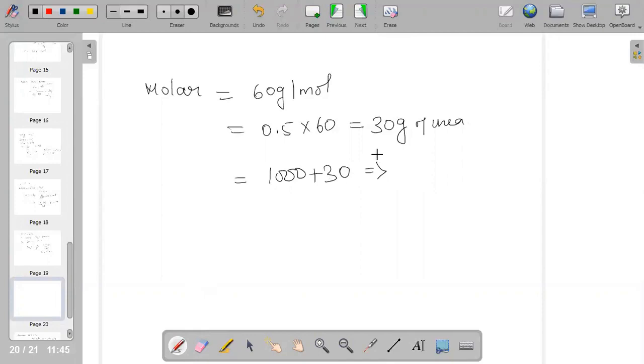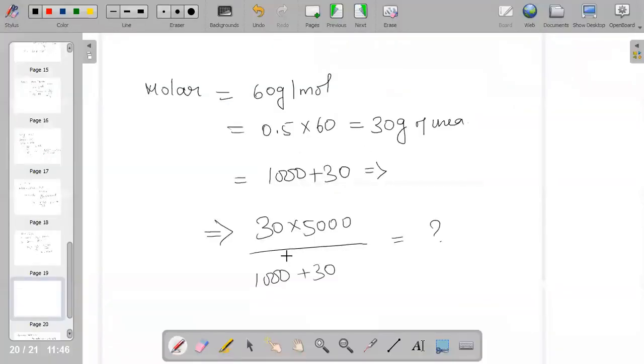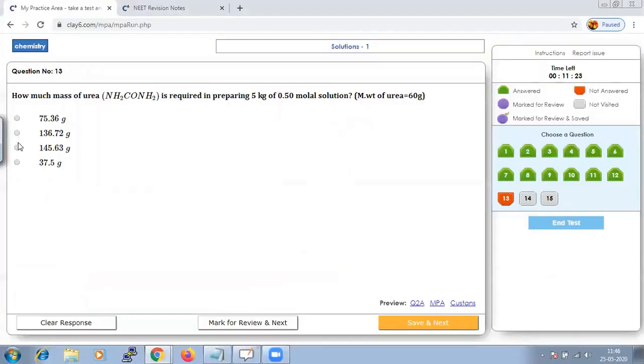And 5000 grams for which one? For the solution. Hence if I want to calculate the required fraction, we can say that it is 30 into 5000 divided by 1000 plus 30. Whatever value we get is the mass of urea required for preparing 5 kg. So if you solve this, you will get around 145.63. Let us save that and go to next.